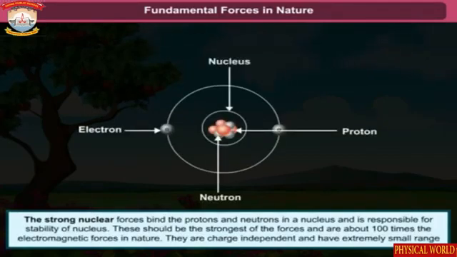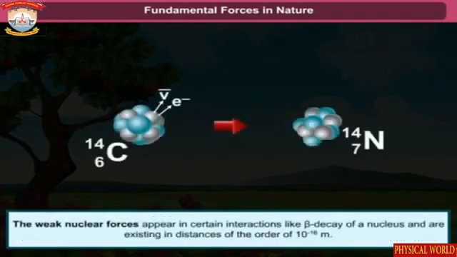Strong nuclear forces bind the protons and neutrons in a nucleus and are responsible for the stability of the nucleus. These are the strongest of the forces and are about 100 times the electromagnetic forces in nature. They are charge independent and have an extremely small range. The weak nuclear force appears in certain interactions like beta decay of the nucleus and exists at distances of the order of 10 to the power minus 16 meter.